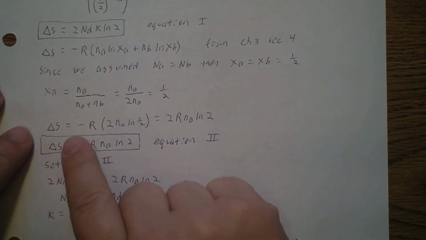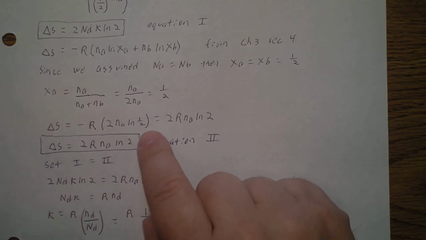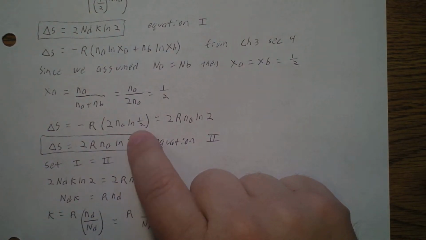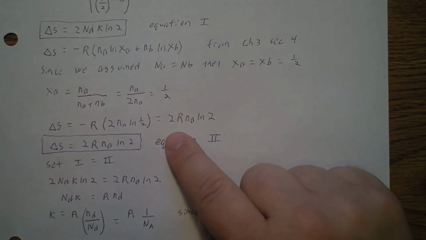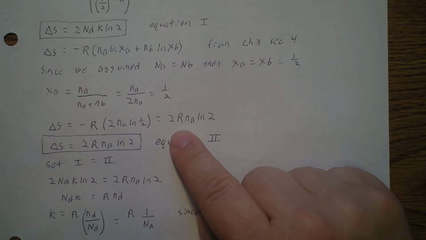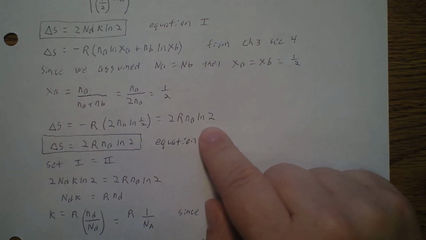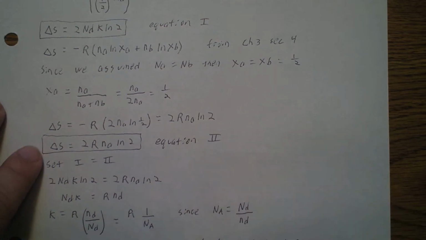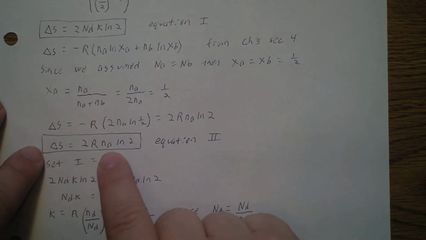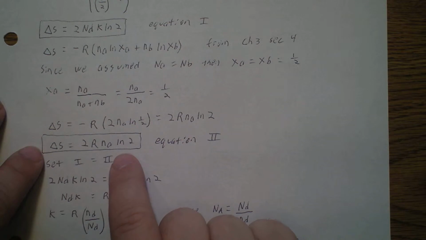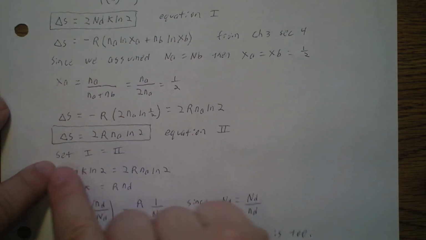So the change in entropy is equal to minus R times this quantity of 2 times the number of moles of A times the natural log of 1/2, which is equal to 2 times R times the number of moles of A times the natural log of 2. So now we have equation 2, that delta S is equal to 2 times R times the number of moles of A times the natural log of 2.